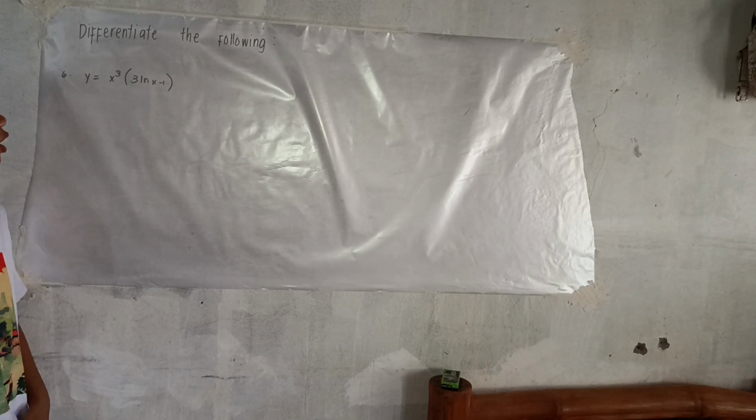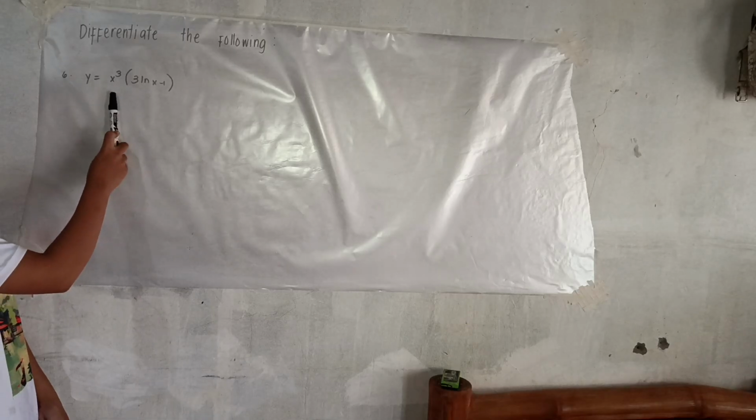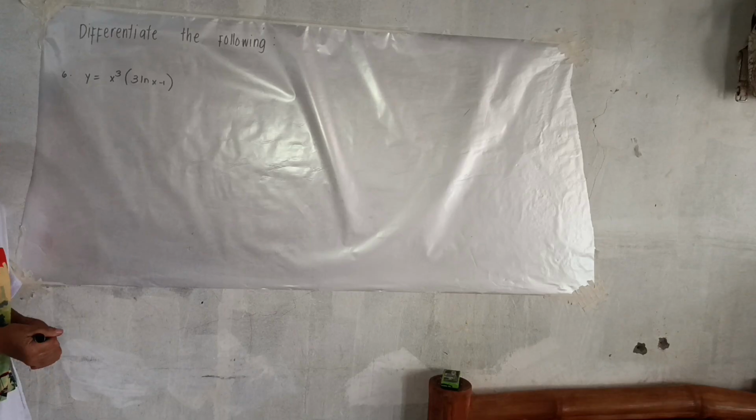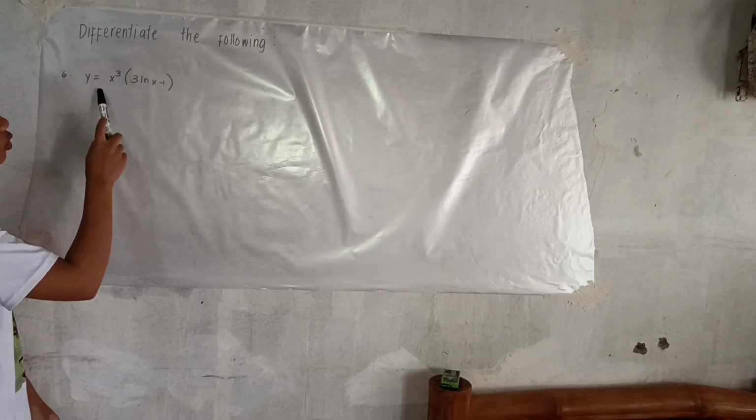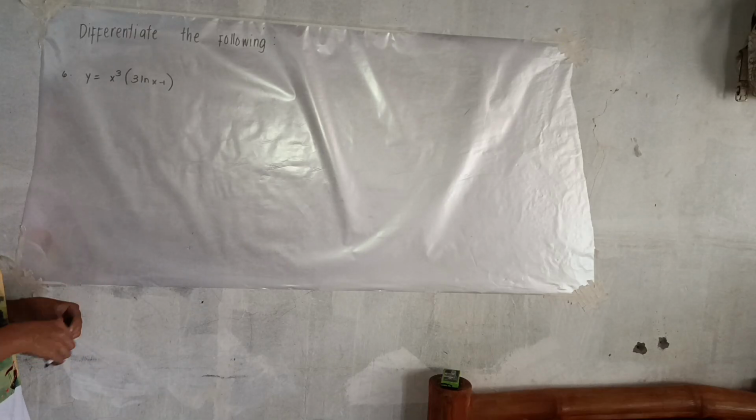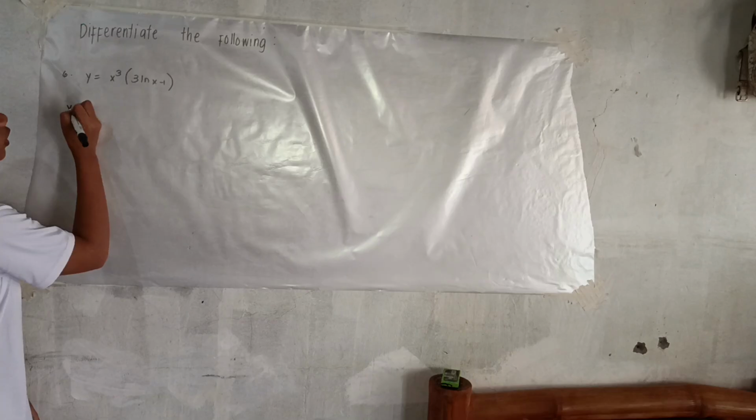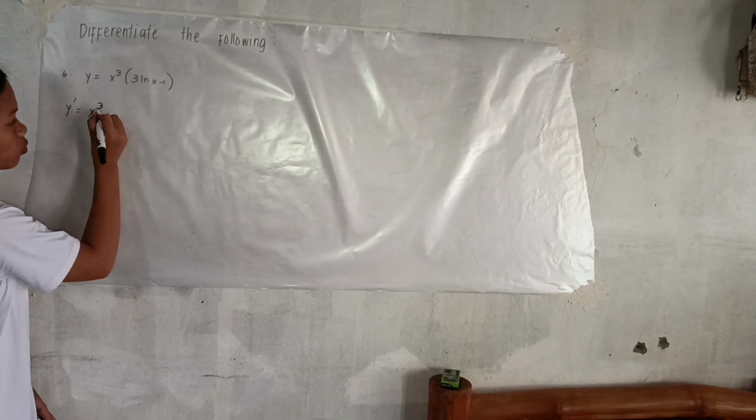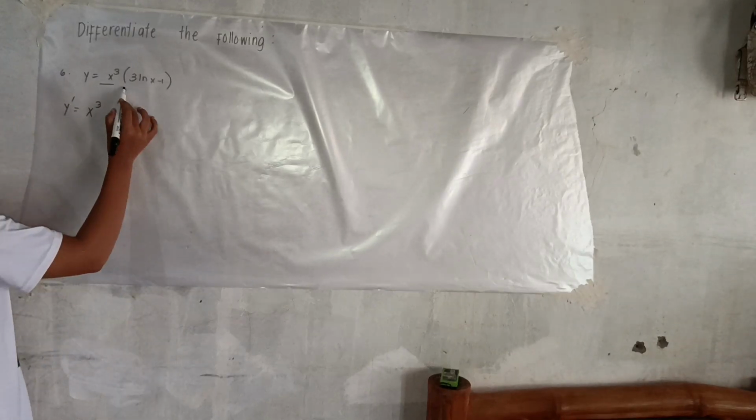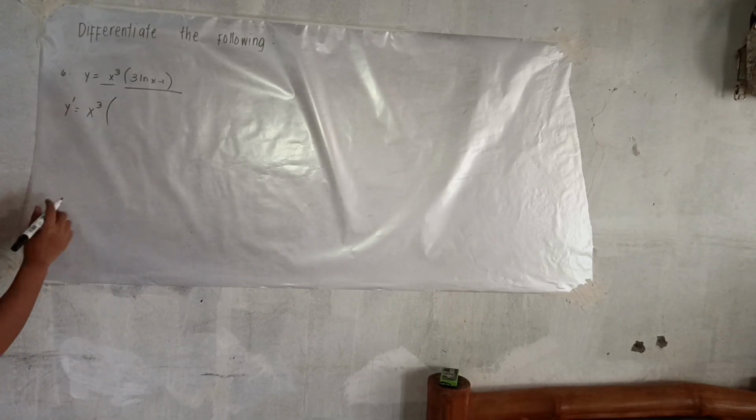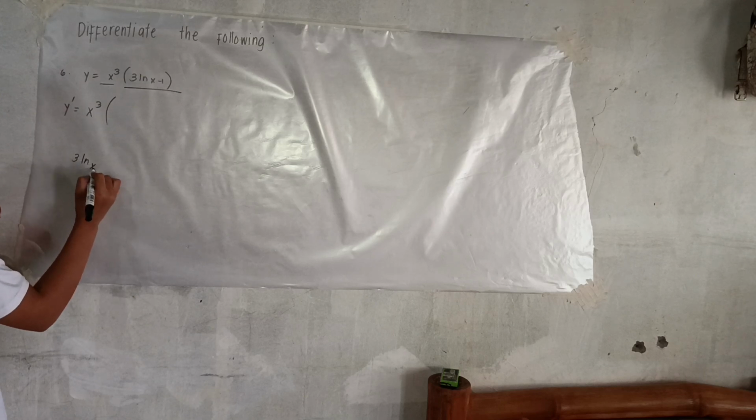Here in number 6, we have the function y equals x cubed times 3 ln x minus 1. To get the derivative, we can apply the product rule since it involves multiplication of two functions. So applying the product rule to get the first derivative, we only have to copy the first term, which is x cubed, and derive the second term. In deriving the second term, we have 3 ln x minus 1.